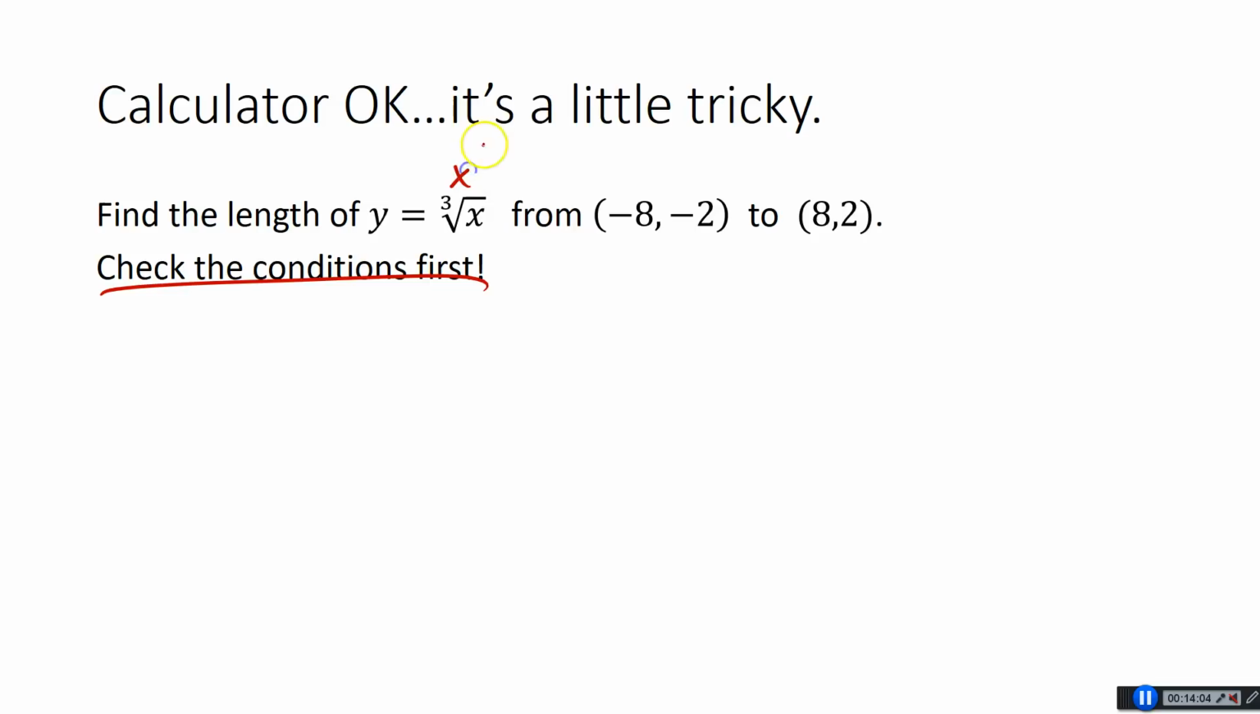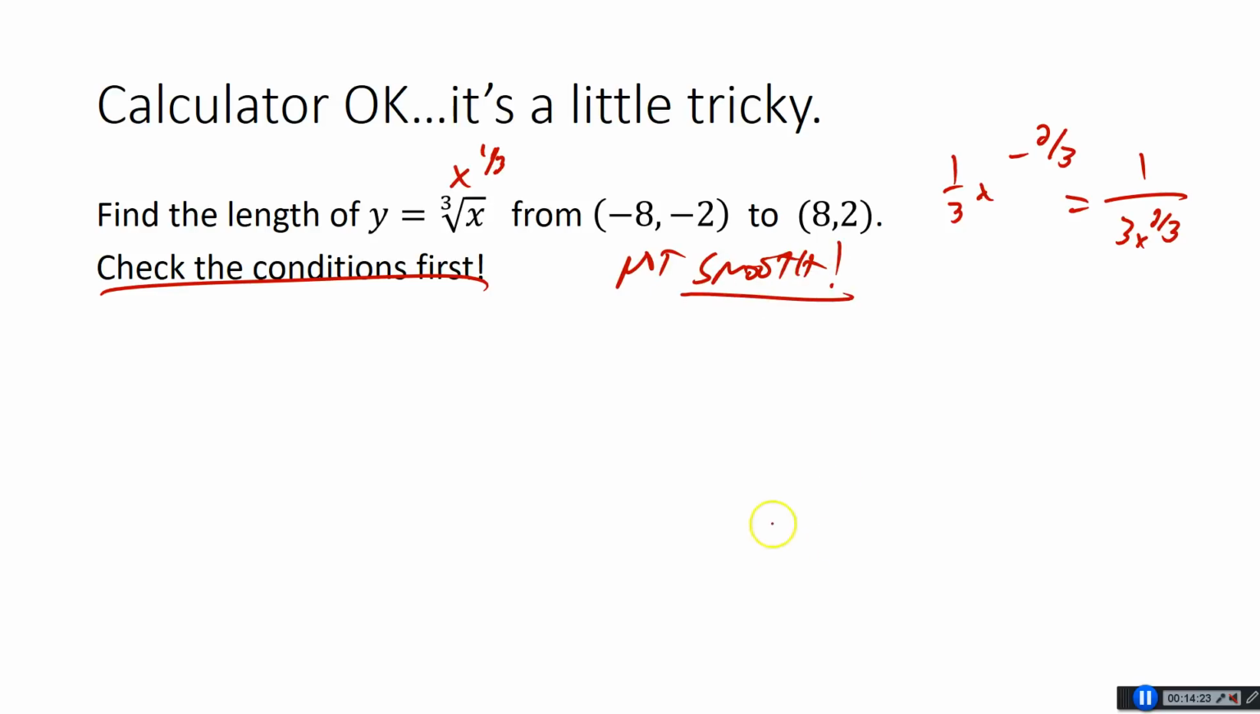So let's see what's going on here. So this is x to the 1/3 power. So the derivative is 1/3 x to the -2/3. That is 1 over 3x to the 2/3. There's an issue between -8 and 8. Right? 0 is included in there, so this is not smooth in relation to x. But what we can do, if you know cube root of x kind of looks like this. The problem is that you have a vertical tangent at 0. That vertical tangent at 0 is what's creating a non-differentiable function at that point.